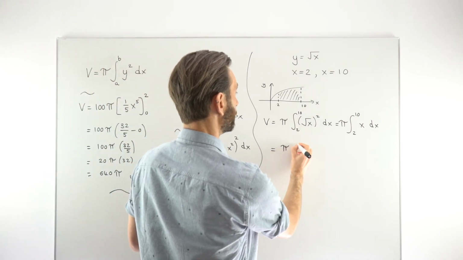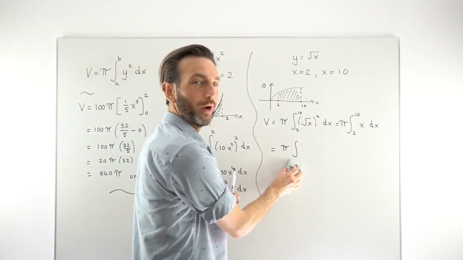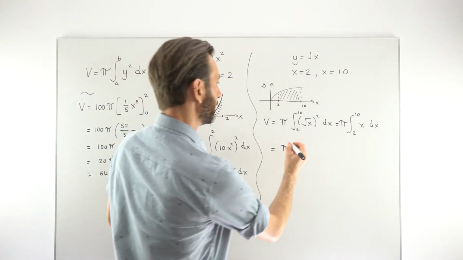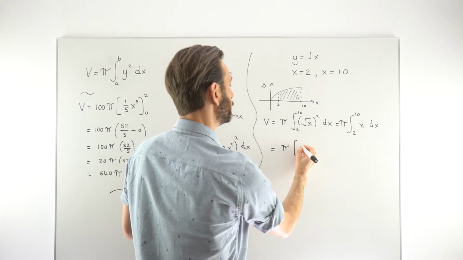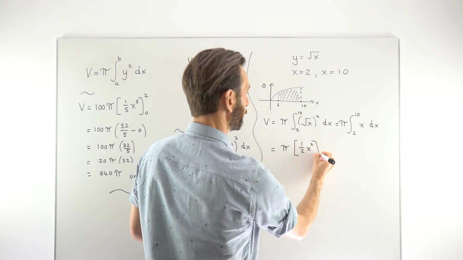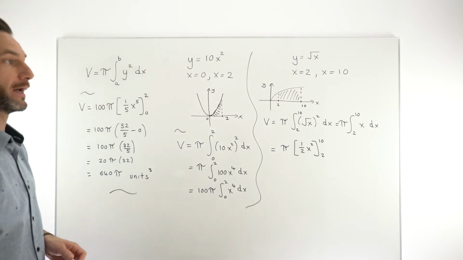So just leaving the pi in front, we can go ahead and integrate. Integrating the x, we increase the power by 1, so it goes up to a power of 2, divided by 2, so it would be 1/2 x squared or x squared over 2. Either way is fine. So we've set it up just like that.